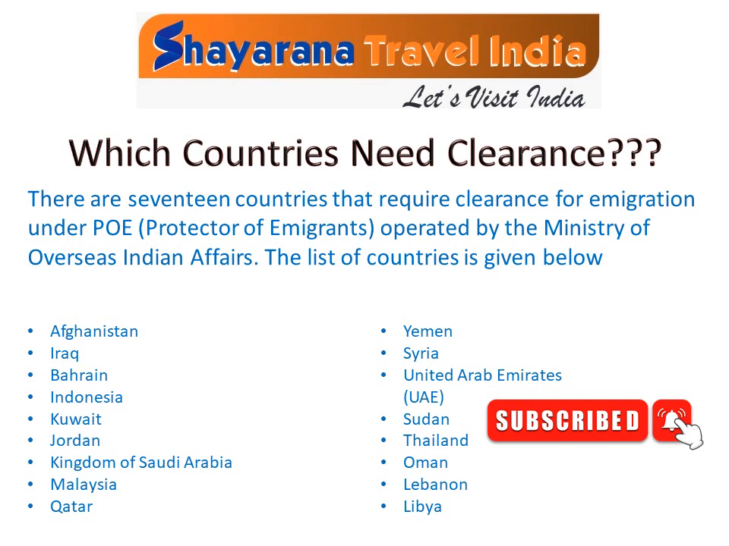There are 17 countries that require clearance for emigration under POE, Protector of Emigrants, operated by the Ministry of Overseas Indian Affairs. The list of countries is given below: Afghanistan, Iraq, Bahrain, Indonesia, Kuwait, Jordan, Kingdom of Saudi Arabia, Malaysia, Qatar, Libya, Lebanon, Oman, Thailand, Sudan, UAE (United Arab Emirates), Syria, Yemen.